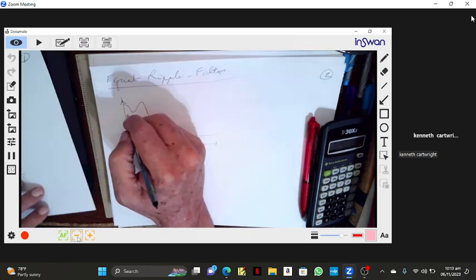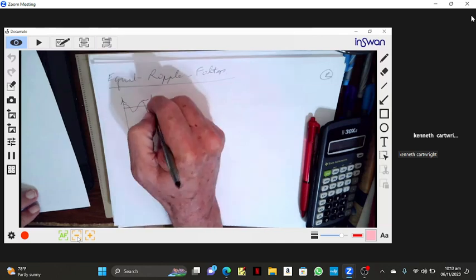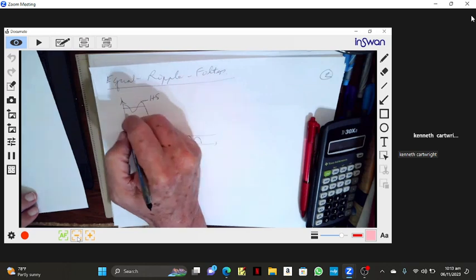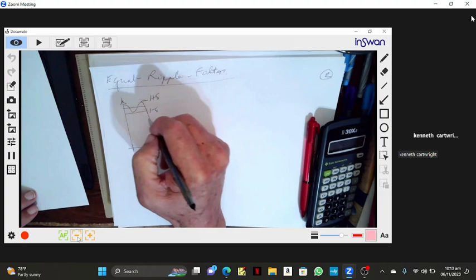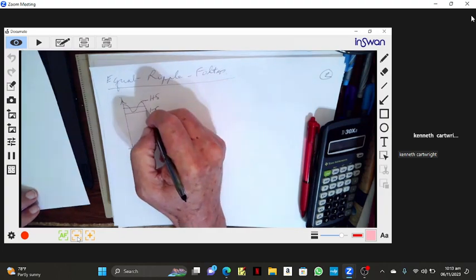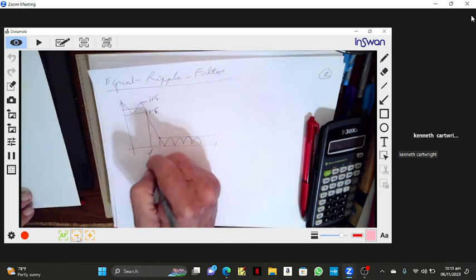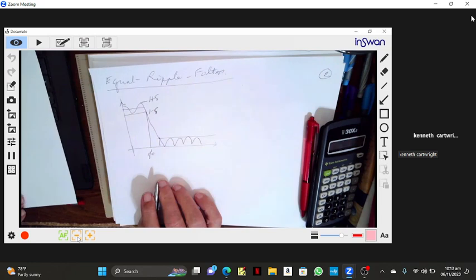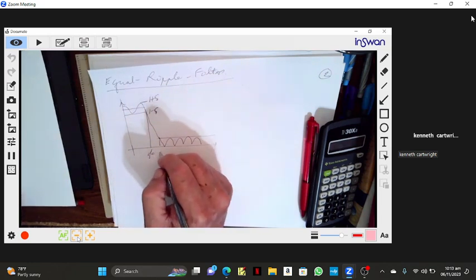And here's 1. Right here is 1 plus delta. And here's our corner frequency. Our corner frequency here would be 1 minus delta, 1 minus ripple. And this frequency right here would be our cutoff frequency. And here's the beginning of our stop band.